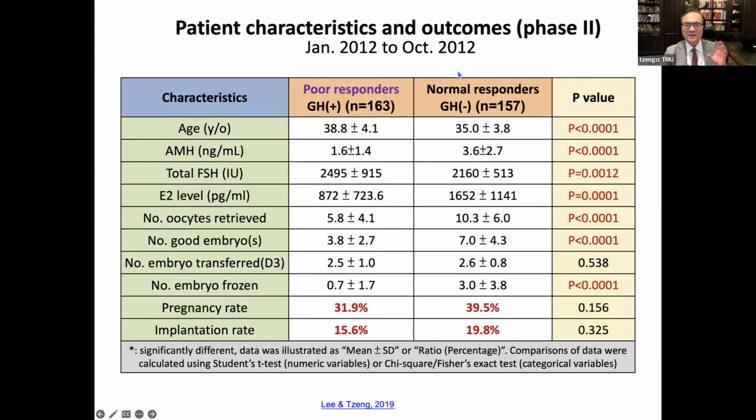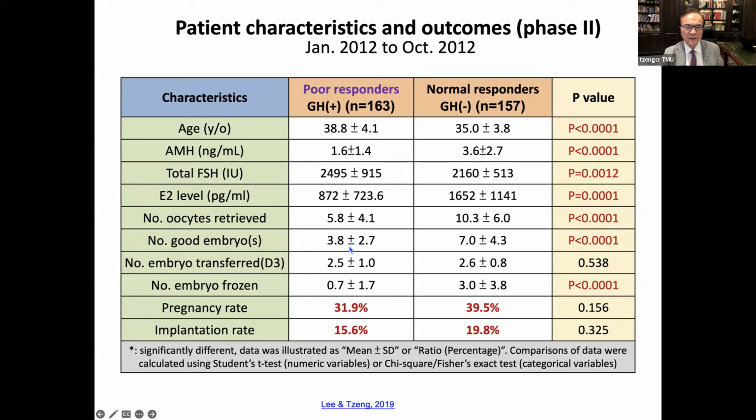Then we conducted the phase 2 study the next year, from 2012 to October 2012. Again, we collected 160 patients in each arm. The left-hand side is the poor responder, and the right-hand side is the normal responder. The poor responders we supplemented with GH, and this is without. As you can see, the age, 39 and 35, AMH level, total FSH units, and E2 level are all much inferior in the poor responder group. You can see here, number of oocytes retrieved, less.